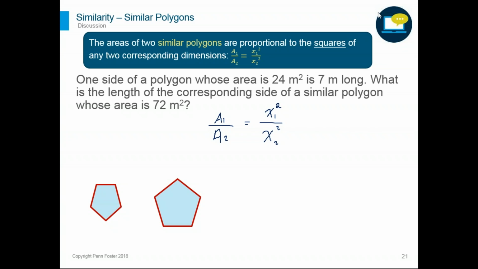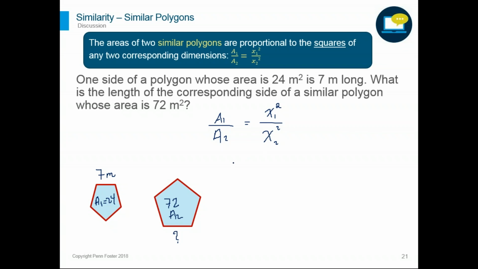The question that we see on the screen, let's read that together, and that will demonstrate the use of that proportion. One side of a polygon whose area is 24 square meters. So let's say that this is area 1, that is 24, and has the side 7 meters. What is the length of the corresponding side if the similar polygon has an area of 72, and that is area 2?